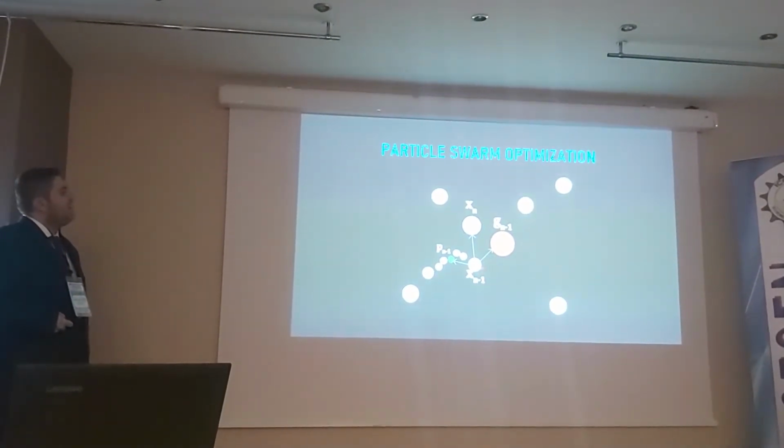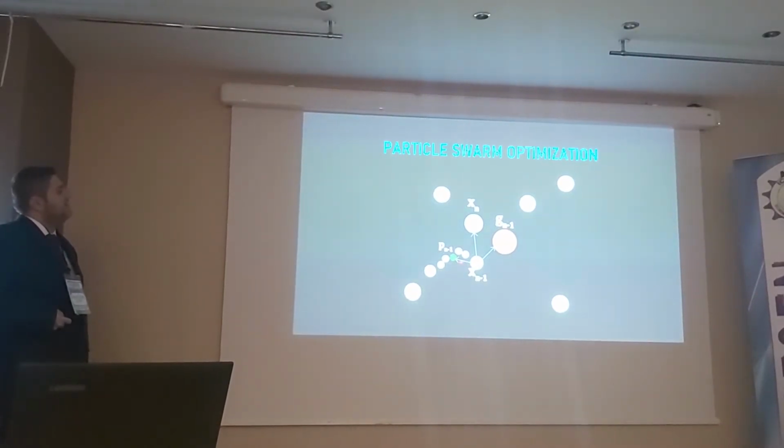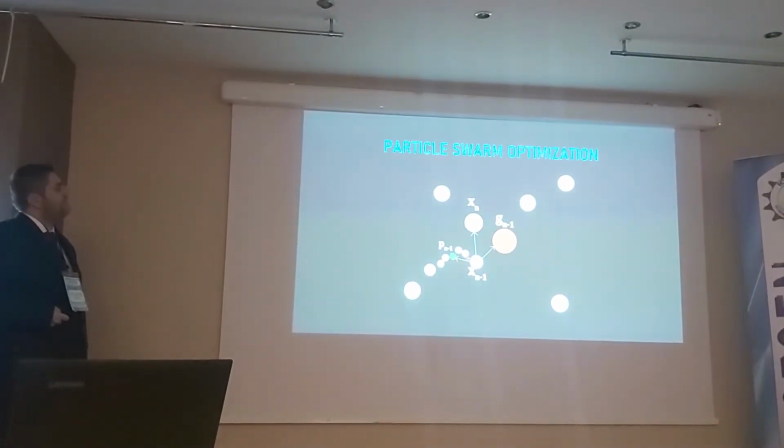Now, how particle swarm optimization works. We have 3 main parameters. First is the speed of the particle.